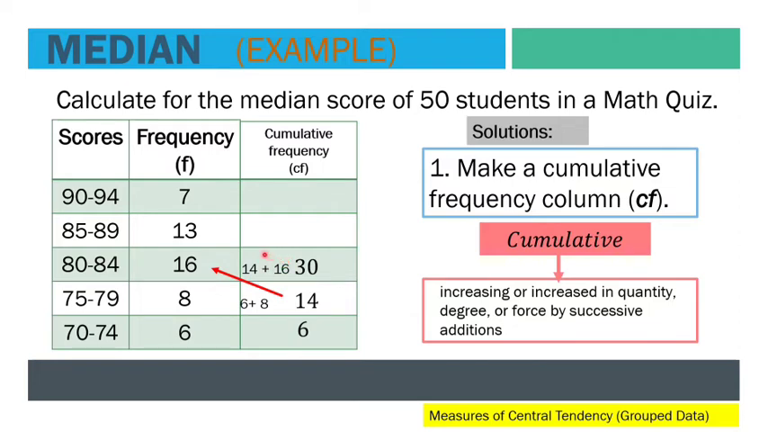And then for the next, you have to add 30 and 13, and write the sum here. The sum would give us 43. And finally, 43 plus 7, the final frequency, is equivalent to 50 as our last CF. If you notice, the last cumulative frequency that we got here is equivalent, of course, to the total frequency of our data. So there you have it. We have now completed the cumulative frequency column. Do you get it? Good.